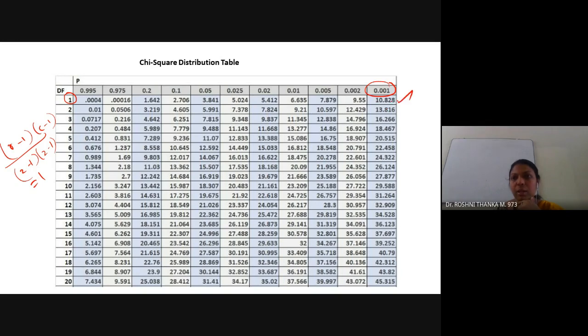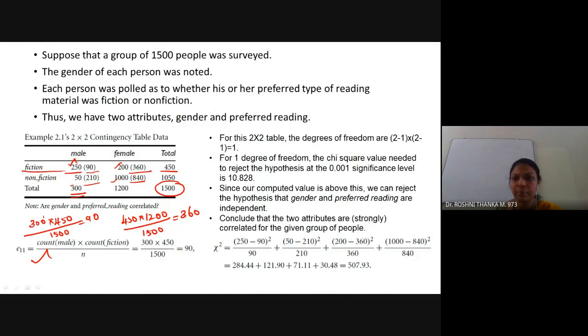So this is the table value, and the value which we calculated is 507.93. Now we can say that the chi-square value which we calculated is greater than the value we got from the distribution table. So we can reject the null hypothesis, and we can say there is a correlation between males reading fiction and females reading fiction.